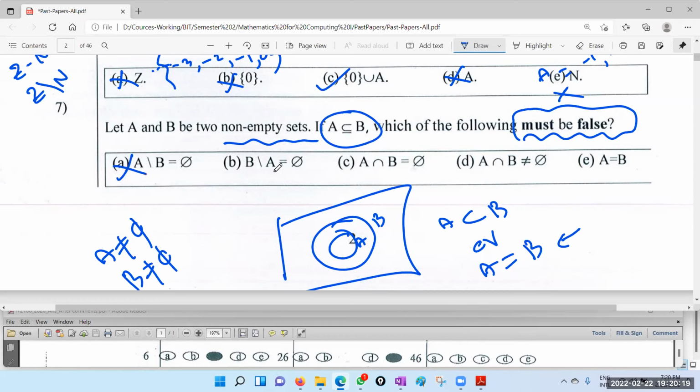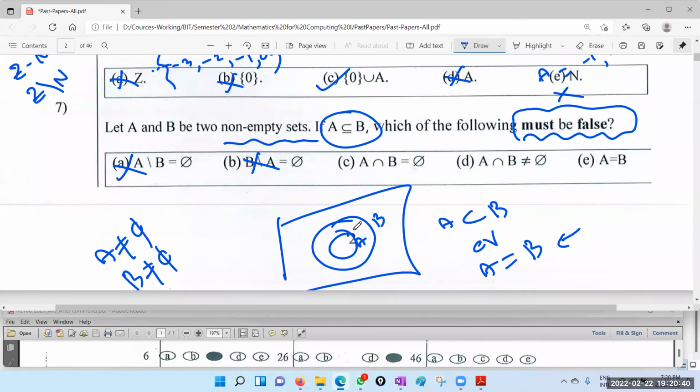Next, B minus A is 5. Again, there's a possibility of A equal B, right? So therefore, we can't say that B minus A is 5 must be false, because this can be 5 also. Right. Now A intersection B is 5.